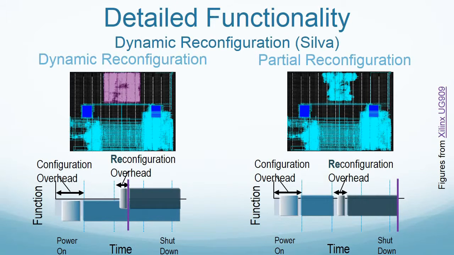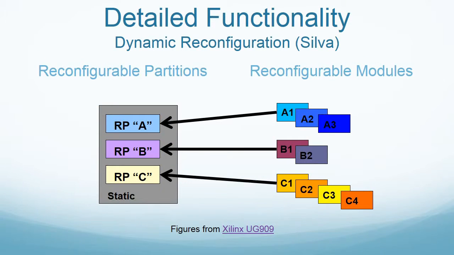There are two main terminologies you need to know for dynamic reconfiguration, the first of which is a reconfigurable partition. A reconfigurable partition is like a space saver inside of your static logic. Static logic is, as it sounds, the portion of the logic, the portion of the FPGA that does not get reconfigured. Inside of these reconfigurable partitions, you can have many different types of reconfigurable modules. Each reconfigurable module fits perfectly inside of its reconfigurable partition.